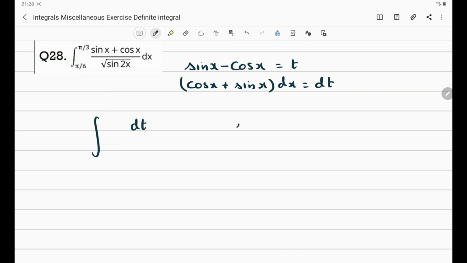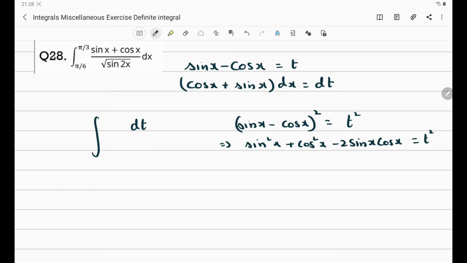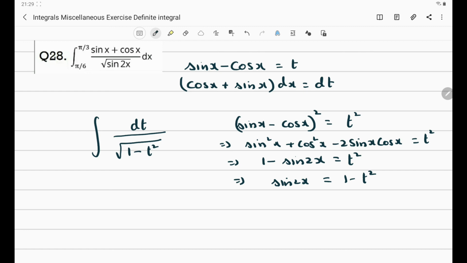So let us consider sin x minus cos x whole square, which is equal to t square. So on expanding this, we get sin square x plus cos square x minus 2 sin x cos x equal to t square, which implies 1 minus sin 2x equal to t square, or we can write sin 2x as 1 minus t square. So the denominator can be written as square root of 1 minus t square. Now let us see the limits.